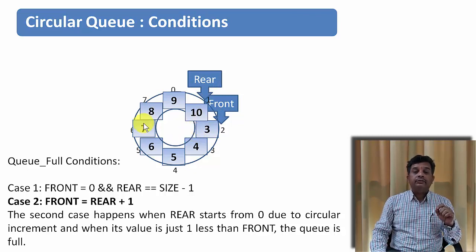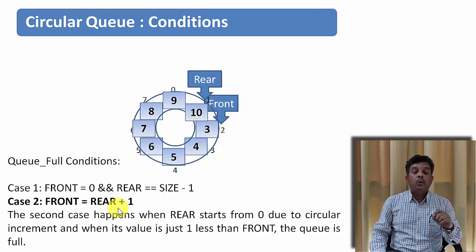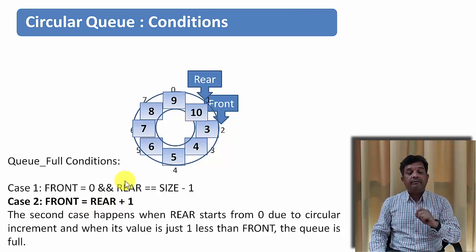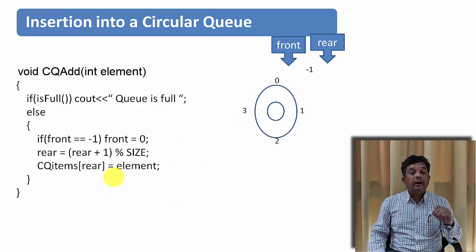Now also the queue is full, but in order to check this, we can use front equal to rear + 1. Rear is now pointing to 1, front is now pointing to 2. So this condition is holding. If you understood these two conditions, your queue full condition checking will be very, very easy and implementation will be very, very easy.